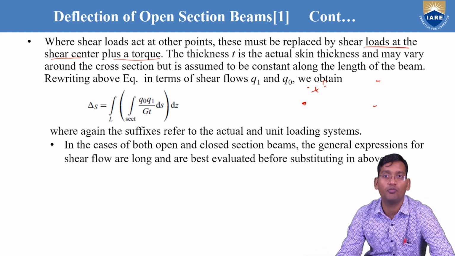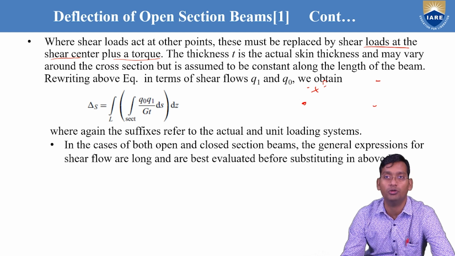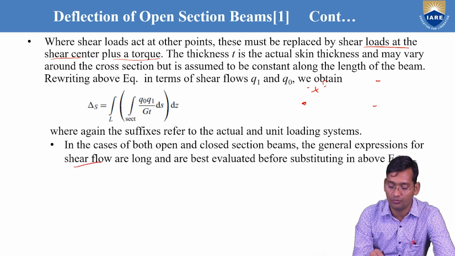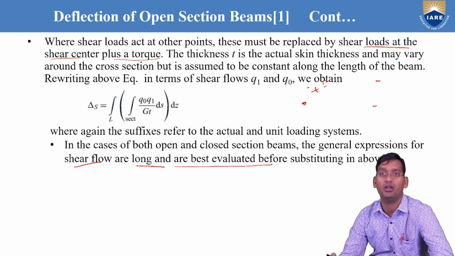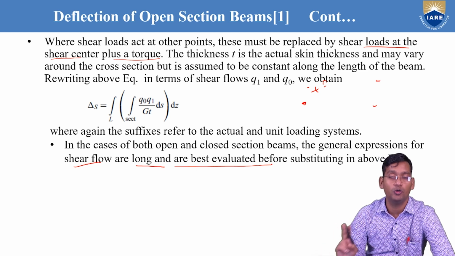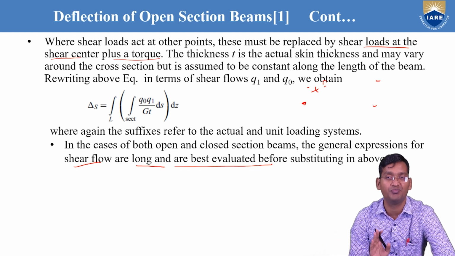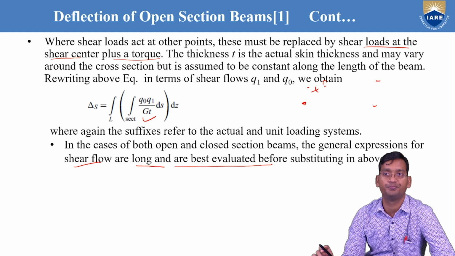In the case of both open and closed section beams, the general expressions for shear flow and hoop stress are best evaluated before substituting into the above equation. That means we first evaluate them separately for shear, because for the closed one hoop stress will be there, while for the open one there is no hoop stress. So first find q0 and q1 separately and then substitute here.